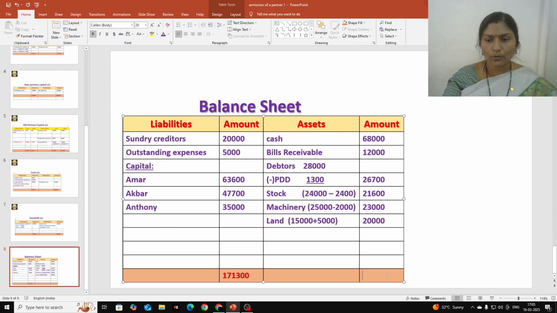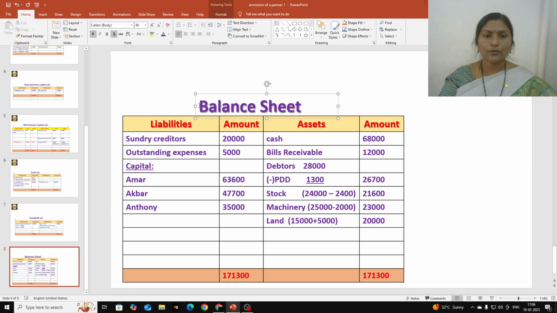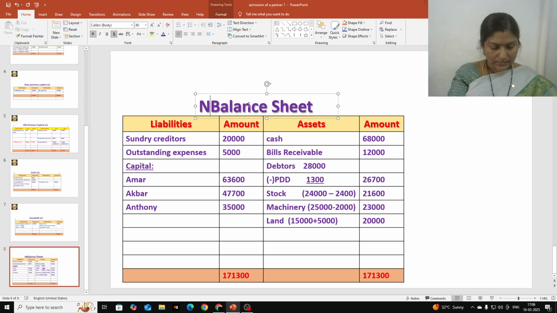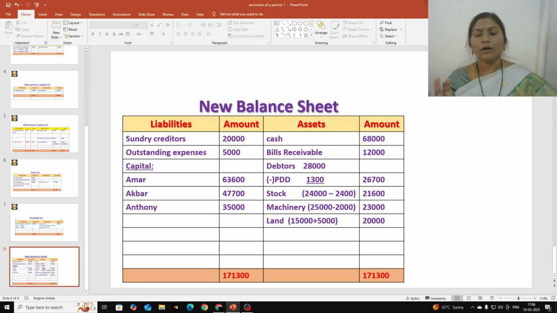Go to the asset side and total the assets also. 68,000 first under assets, next 12,000 plus 26,700 plus 21,600 plus 23,000 plus 20,000. What is the total of that? 1,71,300. So both the sides we should get the same total in the new balance sheet, students. Then only our answer is correct. We should get the same totals in the new balance sheet after preparing all accounts.